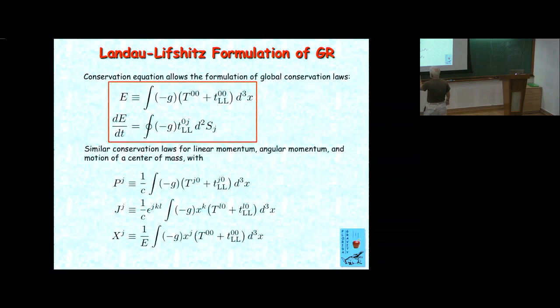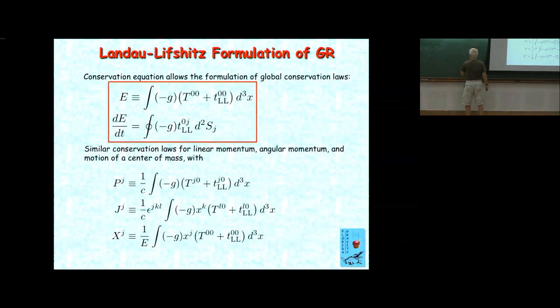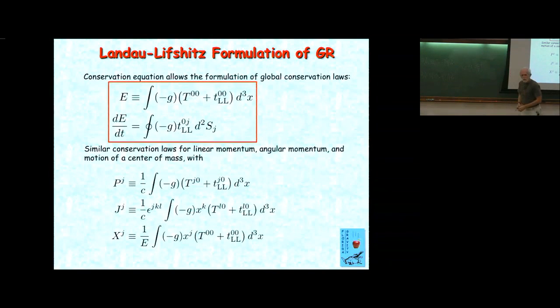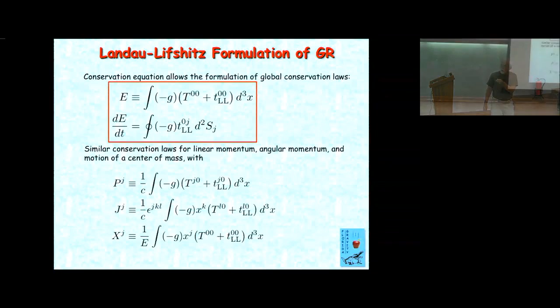So this E, for example, turns out, and you can show, it is the total mass energy of the system. For example, if you have a system that's stationary, and you look at the metric very far away, you know that G00 is minus 1 plus 2G times the mass of the system over R. Then for such systems, this energy, and if you divide by c squared, you get a mass, turns out to be exactly that.